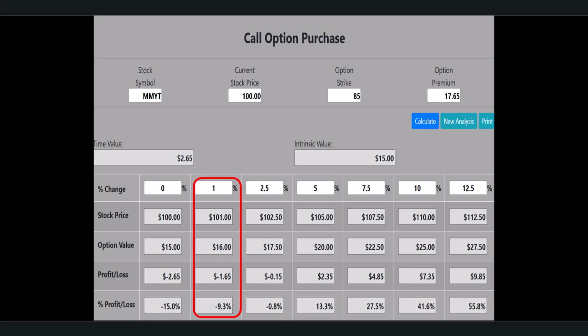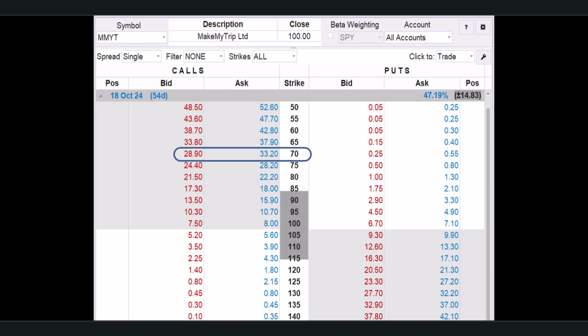According to the 1% rule, we want the call to at least break even if the stock price is up 1%. The calculator picture shows that if the MMYT stock price is up 1%, the 85 call will lose 9.3% of its value. We want that to be break even or better, so the 85 call does not meet our requirements. Let's see if the 70 call will work.